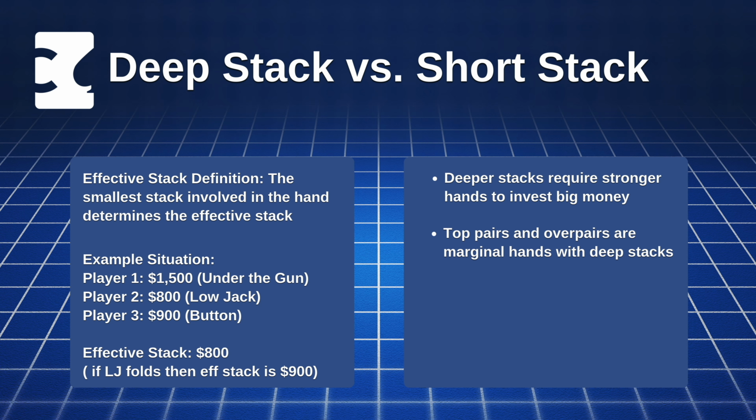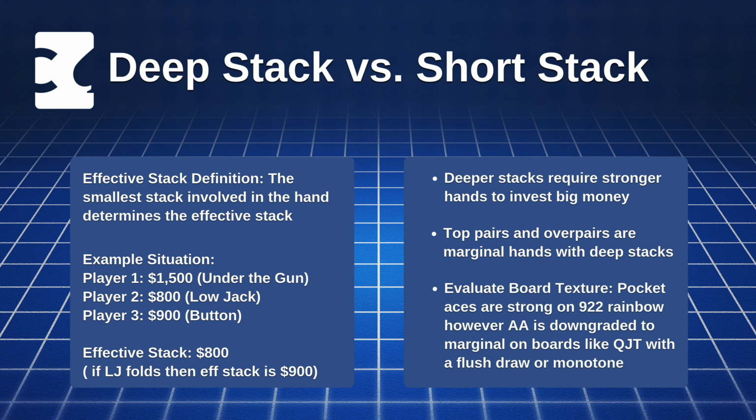You really want to look at the board and how it looks and how the configuration is and what kind of board textures we have to make these types of decisions. For example, pocket aces is a great hand on 9 deuce deuce rainbow, but it's very marginal if the board is queen jack 10 with a flush draw or a queen jack 10 monotone and we have red aces on all spades or whatever it may be. You always want to look at the board texture and what's going on to determine how good of a hand you need to invest a lot of money.